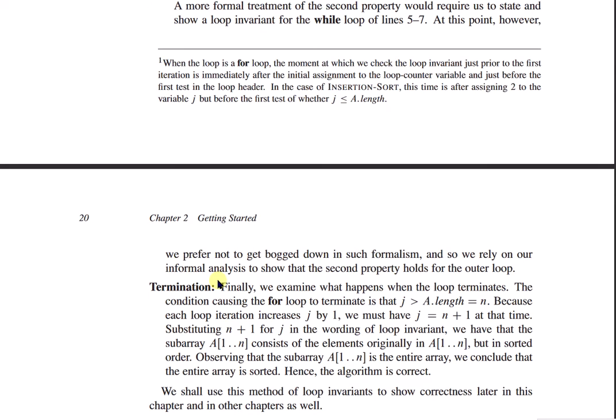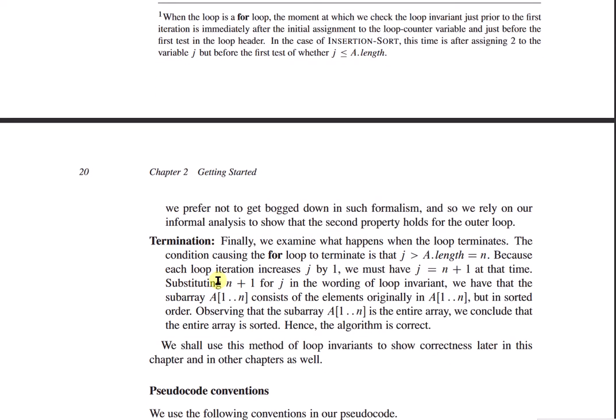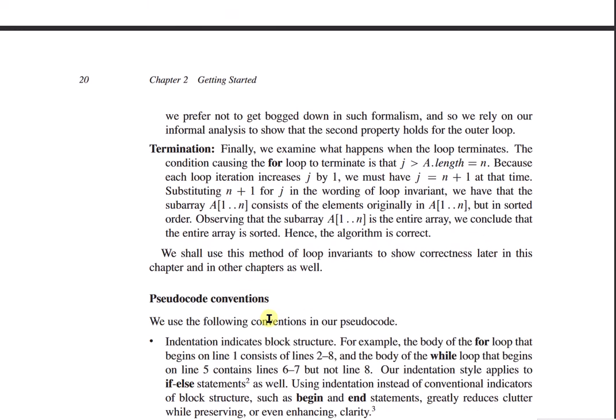Termination. Finally, we examine what happens when the loop terminates. The condition causing the for loop to terminate is that j is greater than A.length, equal to n. Because each loop iteration increases j by 1, we must have j equal to n plus 1 at that time. Substituting n plus 1 for j in the wording of the loop invariant, we have that the subarray A[1..n] consists of the elements originally in A[1..n] but in sorted order. Observing that the subarray A[1..n] is the entire array, we conclude that the entire array is sorted, hence the algorithm is correct. We shall use this method of loop invariants to show correctness later in this chapter and in other chapters as well.